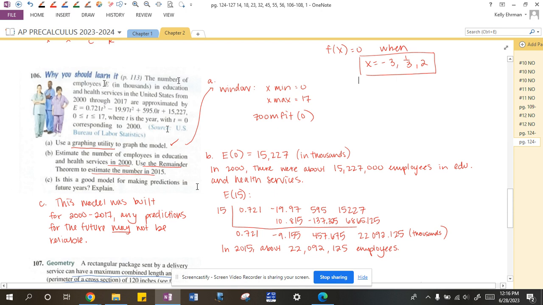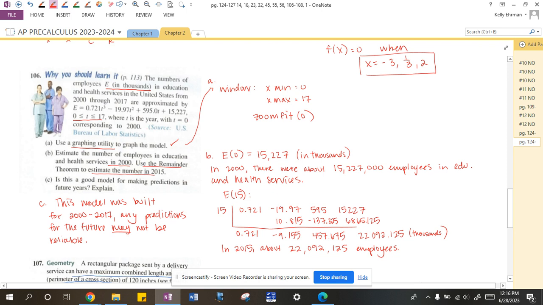The numbers of employees, which is E, in thousands, that's important to make note of when you go to label your answers. In education and health services in the US from 2000 through 2017 are approximated by this function. The domain of this function is 0 to 17. T is the year, 0 corresponds to 2000.